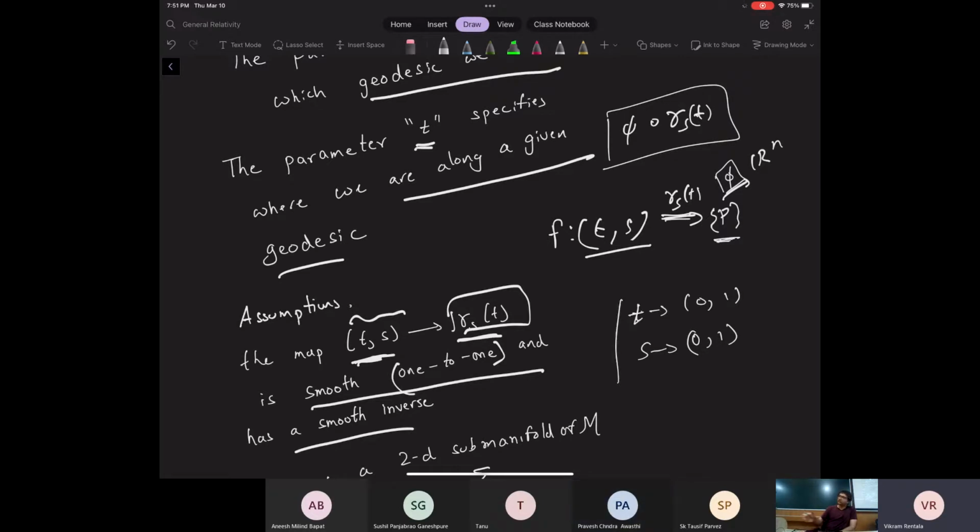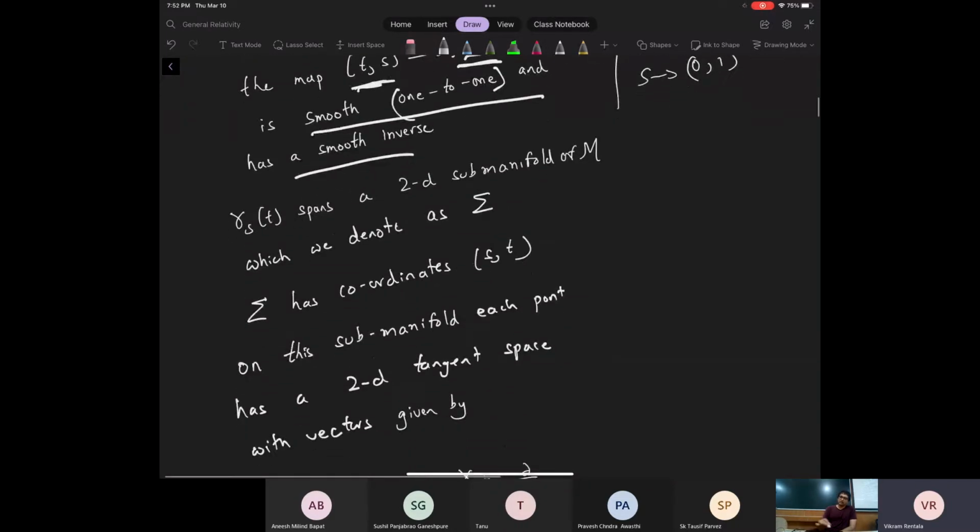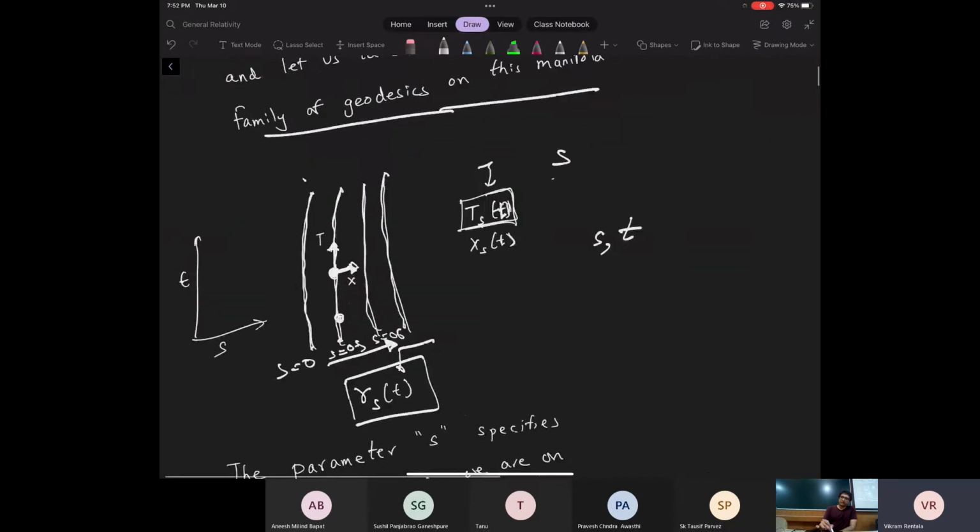Once you do that, if this map is C infinity, then we say that this is smooth, one-to-one, and it has a smooth inverse. Sorry, we're assuming it has a smooth inverse. The coordinate chart has an inverse by definition. We are assuming that this map also has an inverse, which is smooth. So now we can think of these geodesics as spanning a two-dimensional submanifold of the original manifold M. This family of geodesics is mapping out a 2D submanifold.